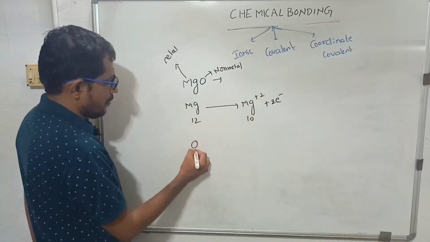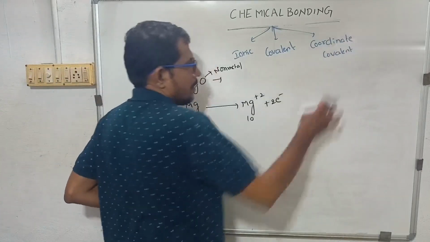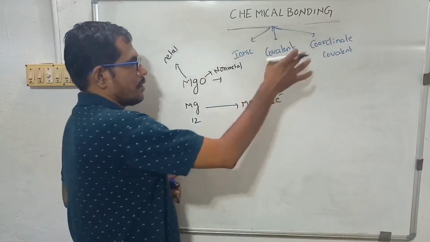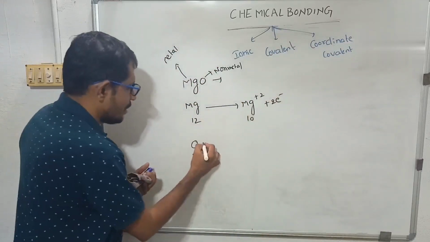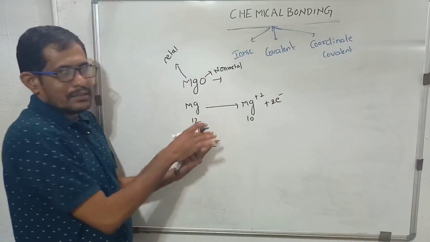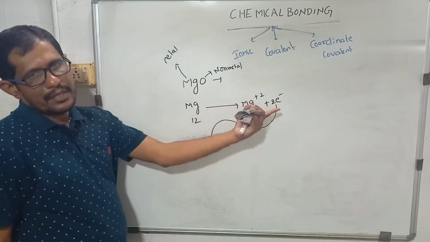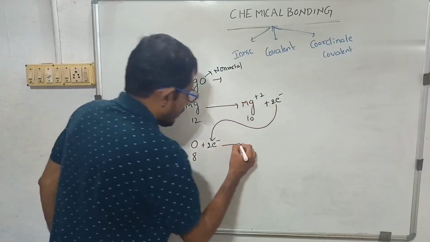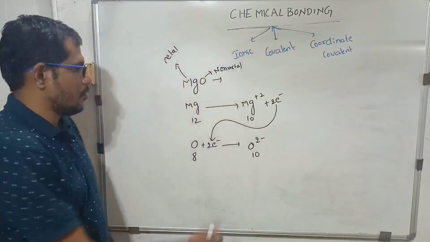Now oxygen, atomic number 8. What is its nearest noble gas atomic number? 10. So it needs to gain 2 electrons. It is going to get these 2 electrons which are released by magnesium, and by taking 2 electrons, it becomes O2 minus.